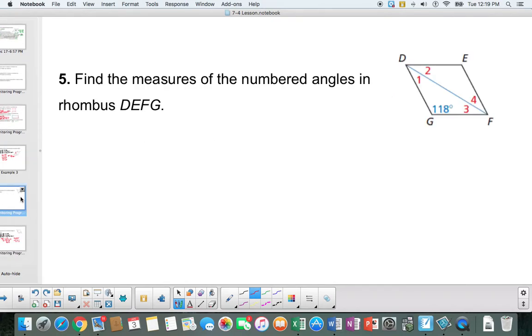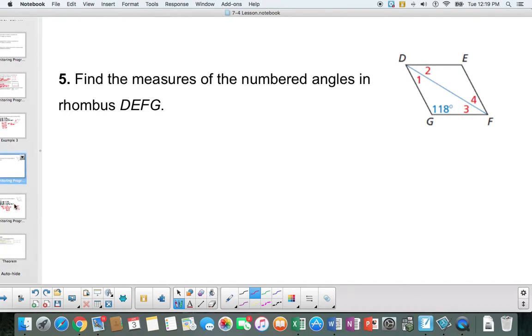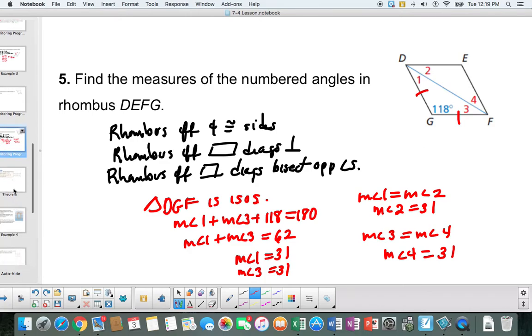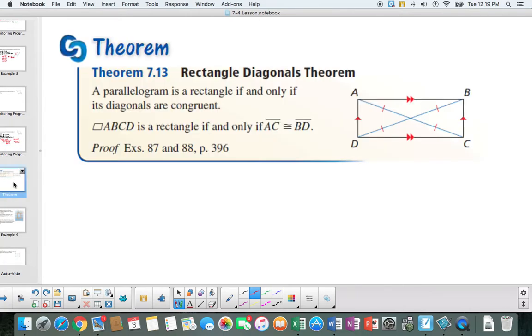All right, your turn. Here are the answers. Stop the screencast if you need to take a look. Next theorem, rectangle diagonals theorem.